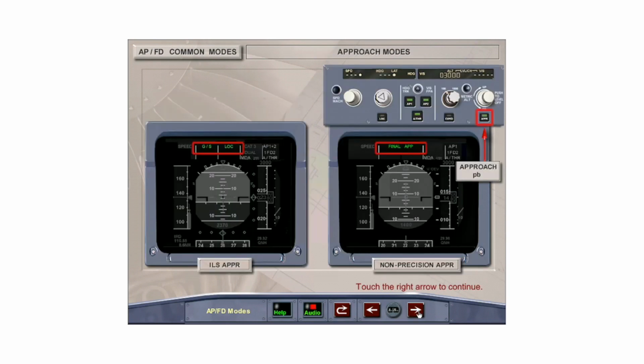For approach, the Autopilot Flight Director has common modes for ILS approaches and for managed non-precision approaches. The type of approach desired is inserted into the flight plan. To arm the approach, the approach push button on the FCU is pressed when on an intercept heading for the final approach course. For an ILS approach, the guidance modes are localizer and glide slope, and for non-precision approach, the guidance modes are approach nav for lateral guidance and final approach for vertical guidance.